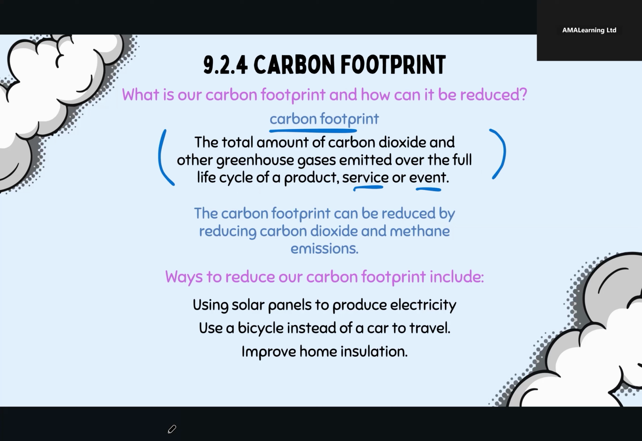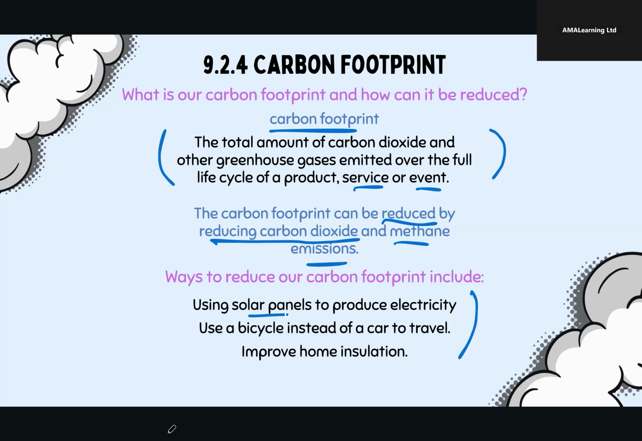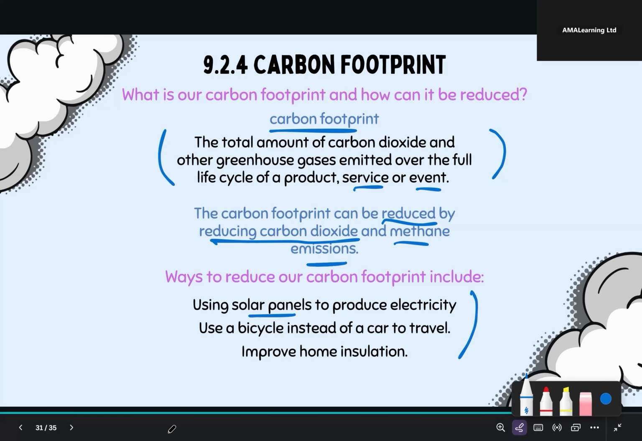So for example, if I own a forest and at the same time I own a car, I can calculate how much carbon dioxide is released through the petrol in the car and how much carbon dioxide I take in because of the forest that I own or the trees that I've planted. So the carbon footprint can be reduced by reducing carbon dioxide and methane emissions. So how can we do that? We can use solar panels to make electricity. We could take a bike to school or to work instead of a car. And we can improve home insulation, meaning we don't have to put our heating up as high.